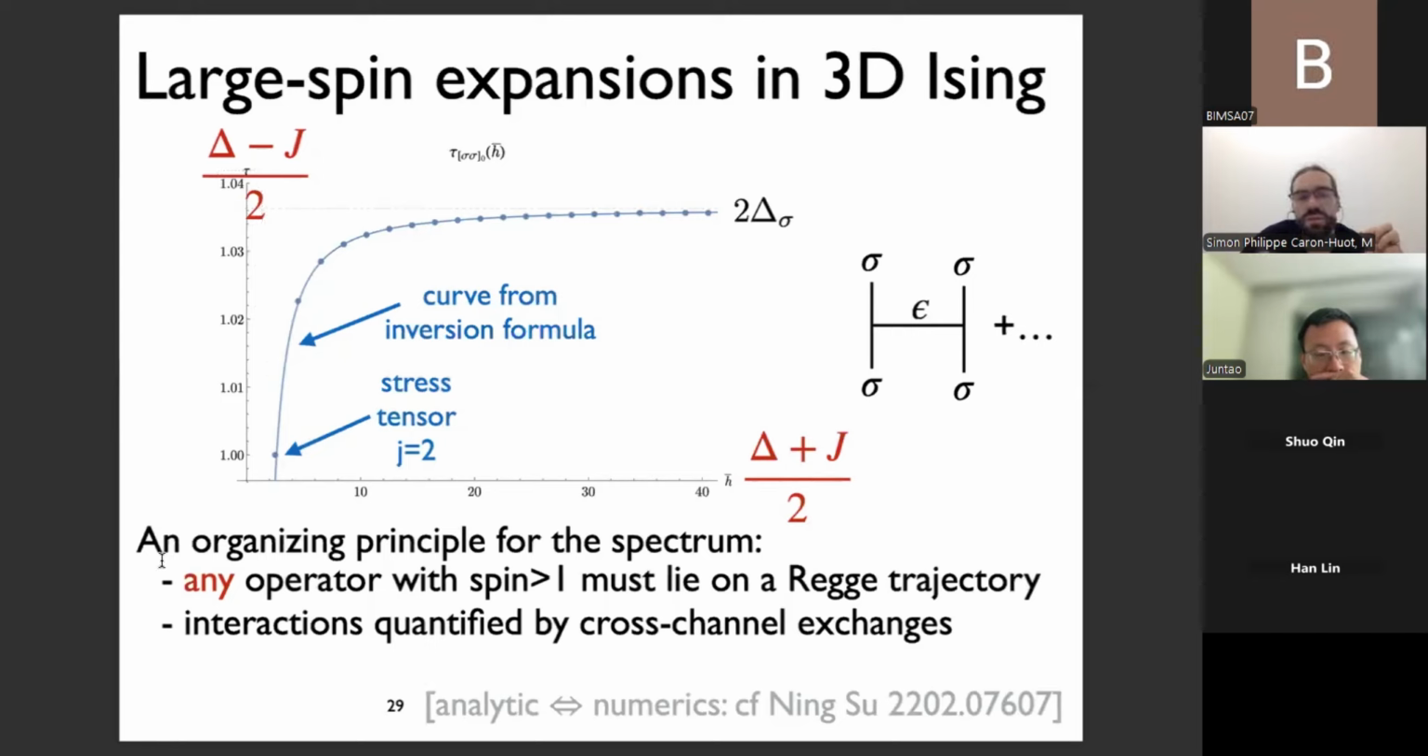So the formula gives you an organizing principle for the spectrum. Any operator with spin greater than 1 must lie on one of these continuous curves, which at large spin becomes something you can simply label. And in general, the interactions, which are the departure of this curve from a straight line, you can understand from cross-channel exchanges. It's a bit like the particle physics motto: we understand interactions from exchange of particles. Now these are not particles, but they're still exchanges.